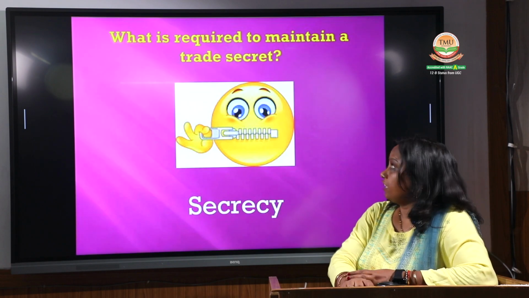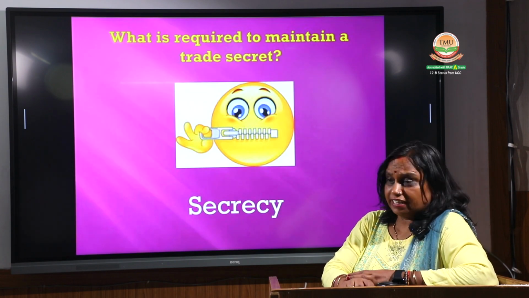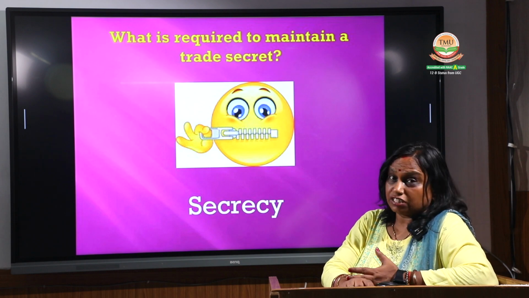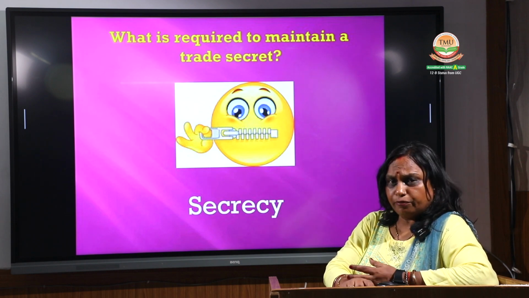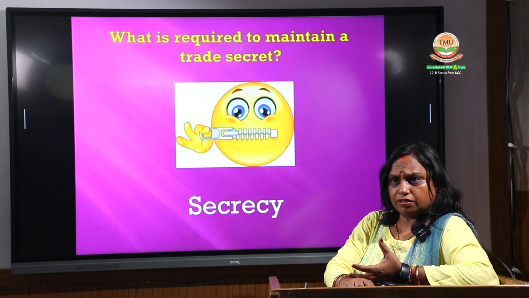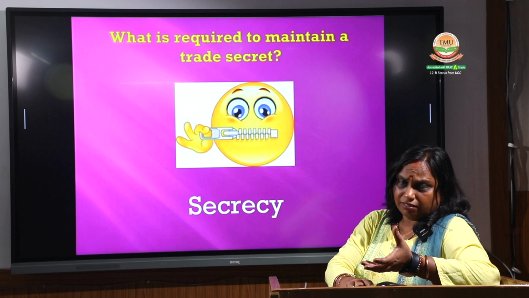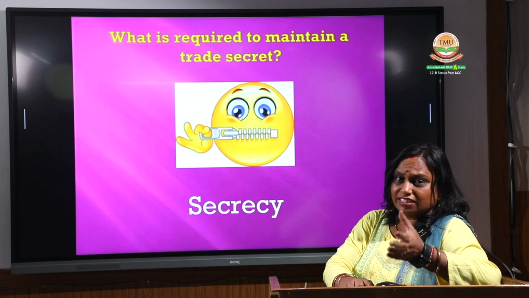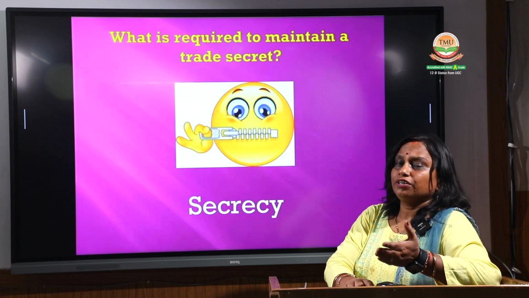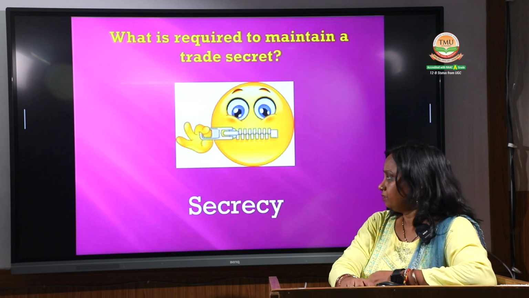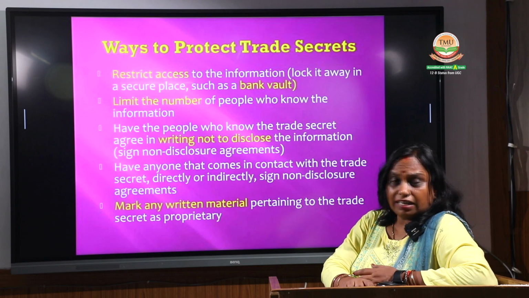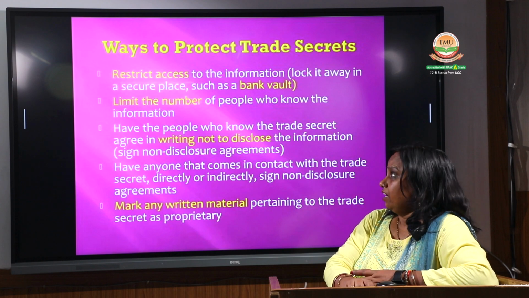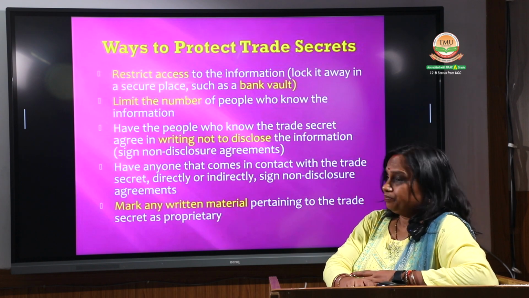So what is required to maintain a trade secret? As the name suggests, trade secret, so something which is secret. Secret means any information which is passed from one person to another person, or to a group of persons, on the condition that it should not be disclosed to the outside world. So there are various ways to protect our secret.